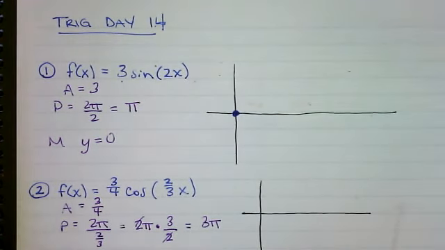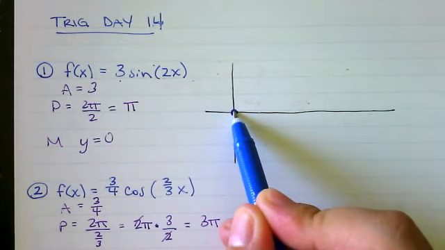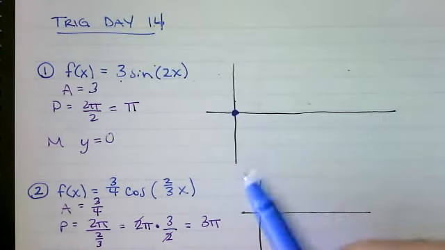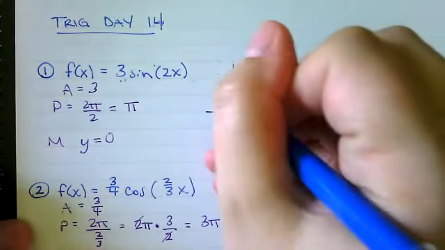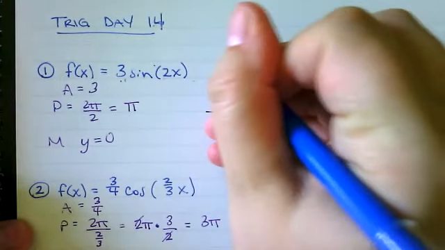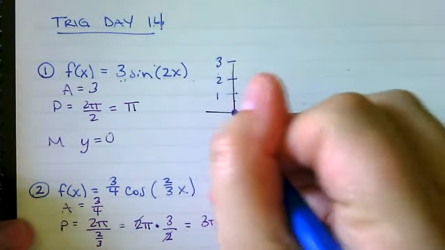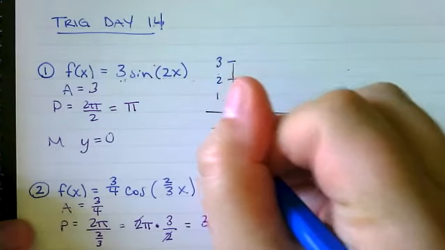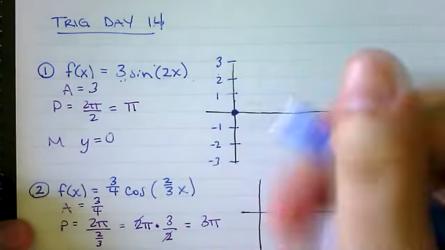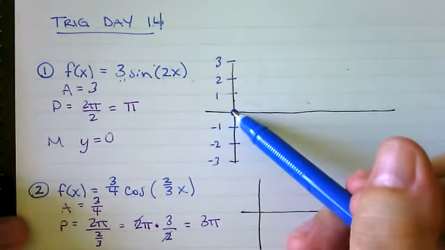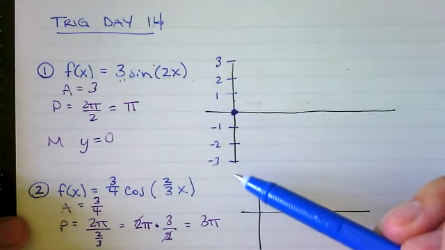So for this function, we start at 0. We know we're going to be going up 3 and down 3 because of our amplitude. So I need to label 1, 2, 3. It's going to be going all the way up there, and then -1, -2, -3. So first figure out where your starting point is, and then figure out how high and how low you need to go.